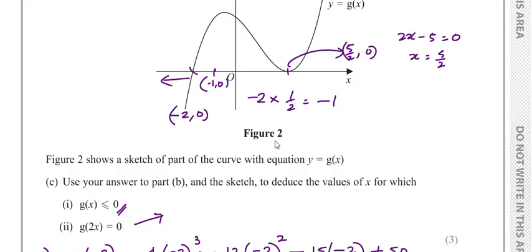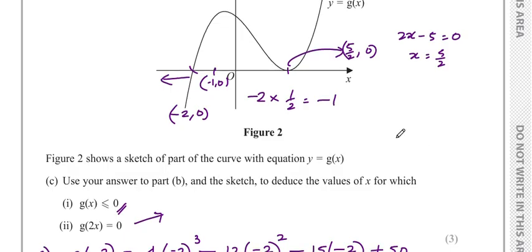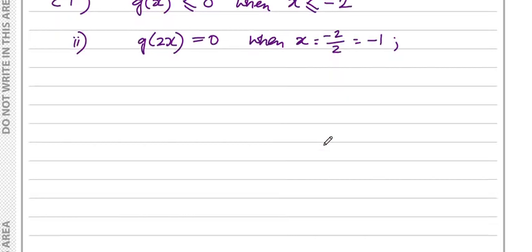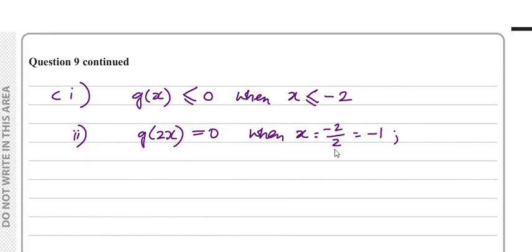All right. Now, if I apply the same transformation of 2x to this point, I need to multiply 5 over 2 by half to get 5 over 4. So we need to write here, when x is equal to minus 2 over 2 is equal to minus 1, and x is equal to 5 over 2 times 1 over 2 is equal to 5 over 4. So these are the two x values. Underline them conspicuously so that you get marks.